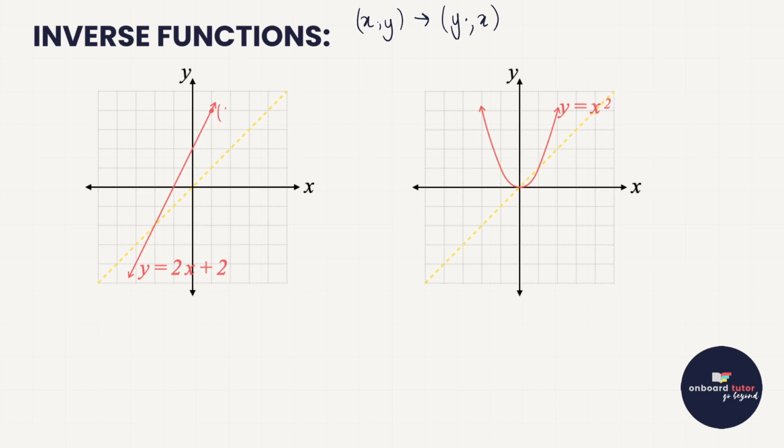This coordinate here is (1, 4). So when I plot the reflection of that, I'm going to plot the point (4, 1). That's going to end up there. Then I'm going to take another one. Let's take that intercept there. That's going to be the point (0, 2). So when we reflect that, we're going to plot (2, 0). That'll be there.